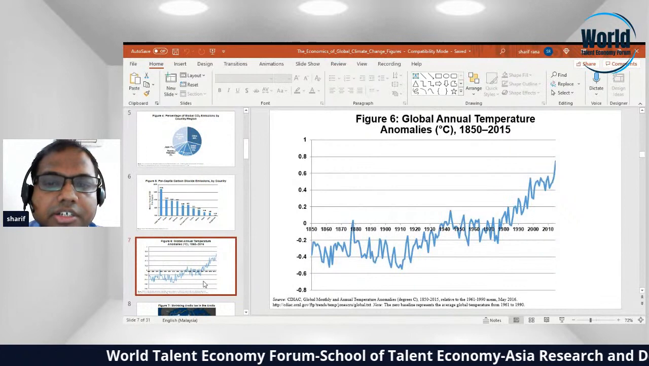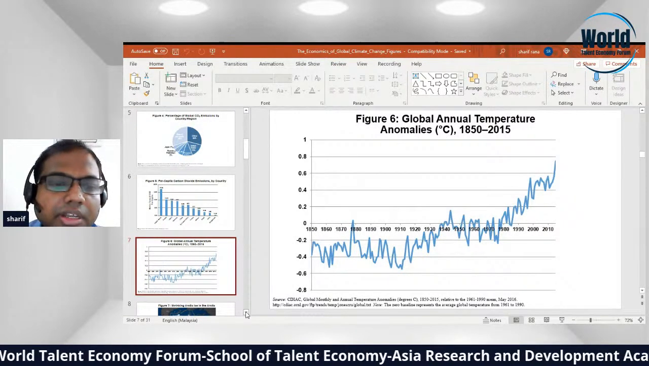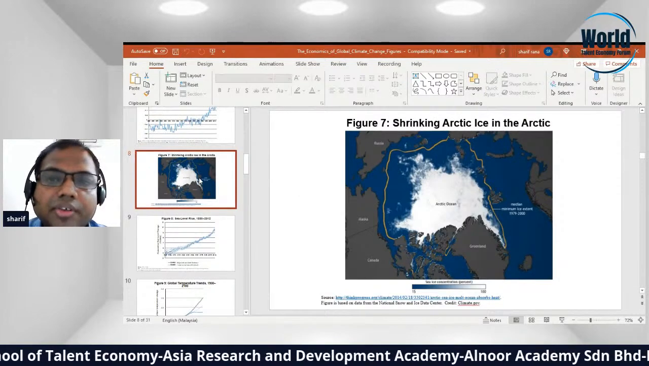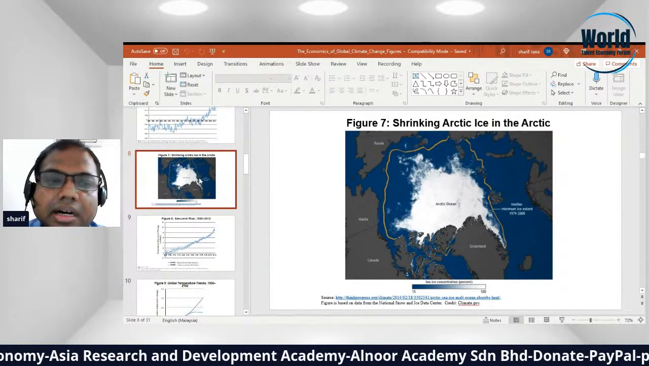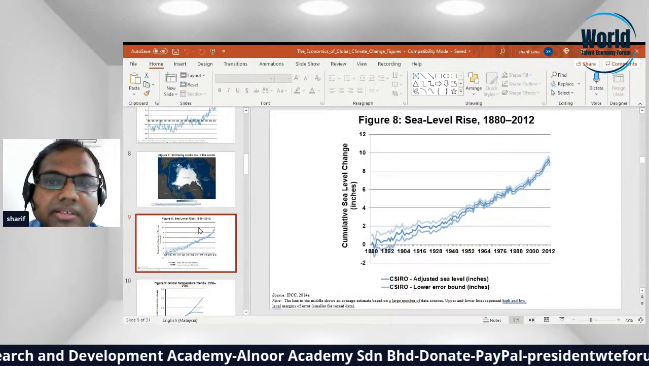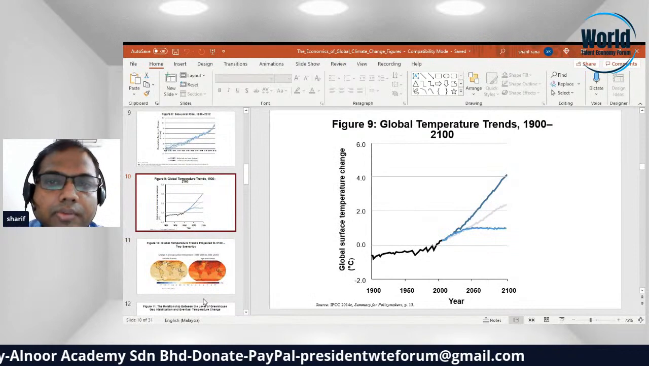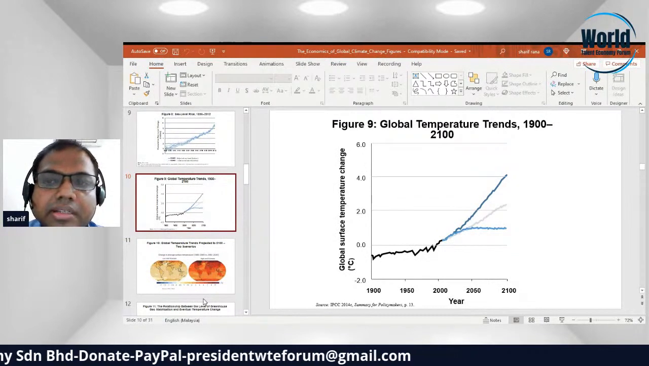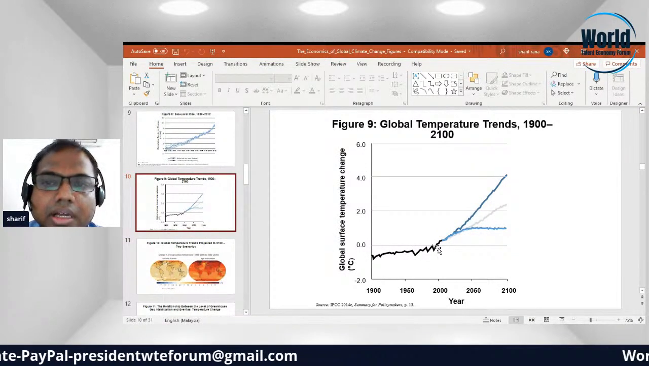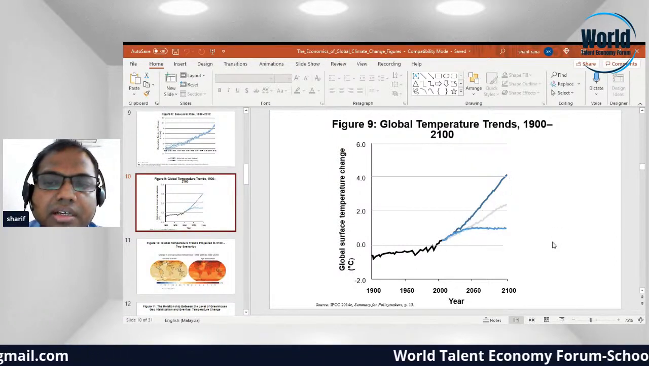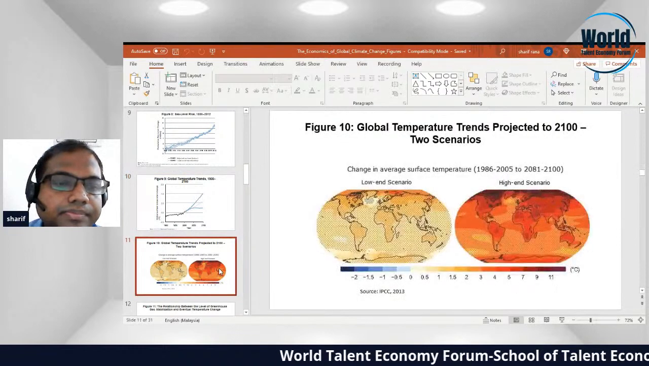Global annual temperatures and anomalies. This is also increasing in many ways. Shrinking Arctic ice in the Arctic. This is also important, and the sea level rise from 1980 to 2012. This is also important. Global temperature trend from 1900 to 2010, in the 21st century. We are observing that this is also increasing.